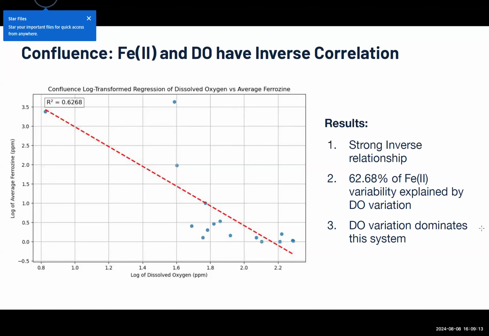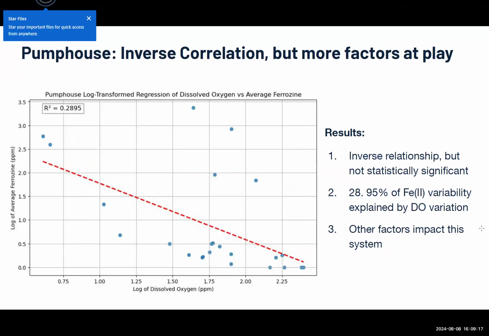However, at Pump House, we maintained an inverse relationship, but it wasn't statistically significant. So roughly only 29% of the time could iron 2 variability be explained by the variations in dissolved oxygen. This indicates that other factors are at play in the system, things like different bedrock chemistry, diverse hydrodynamic conditions, differing microbial communities, their activity and their diversity, as well as competing ions in the system. For my second question, I looked into the relationships changing across ponds, seeps, and channels.